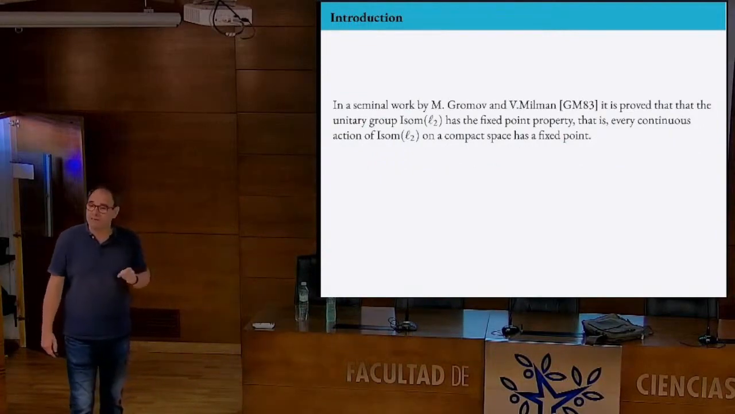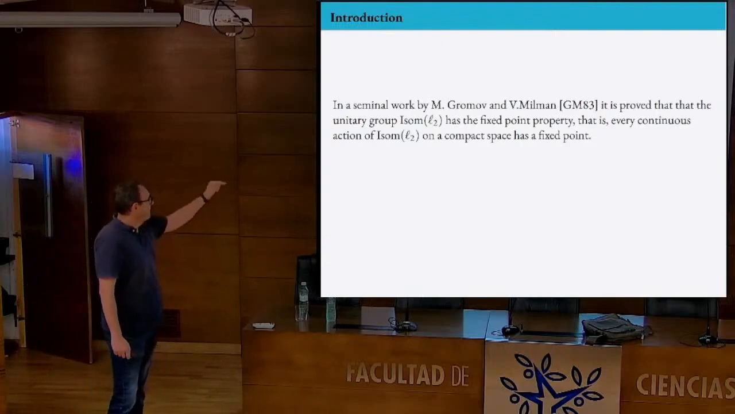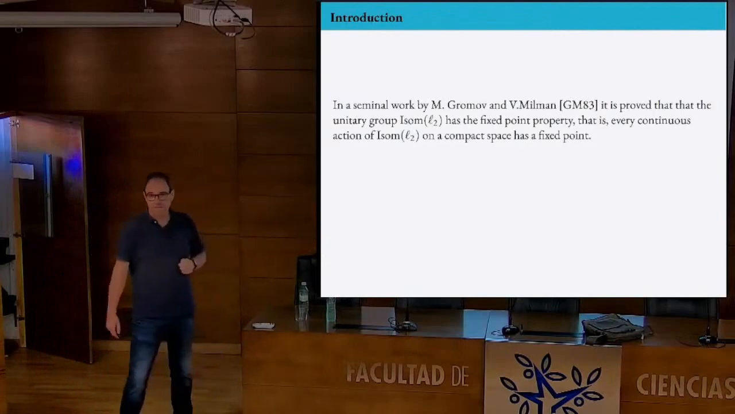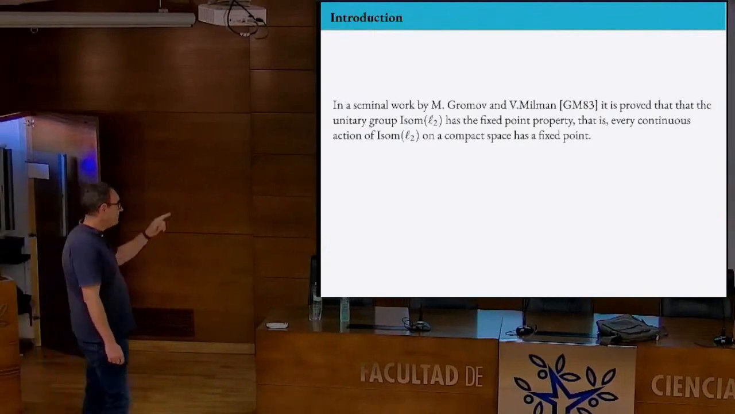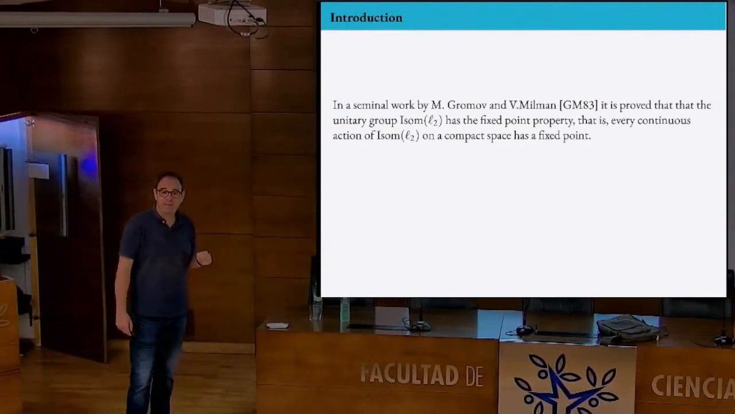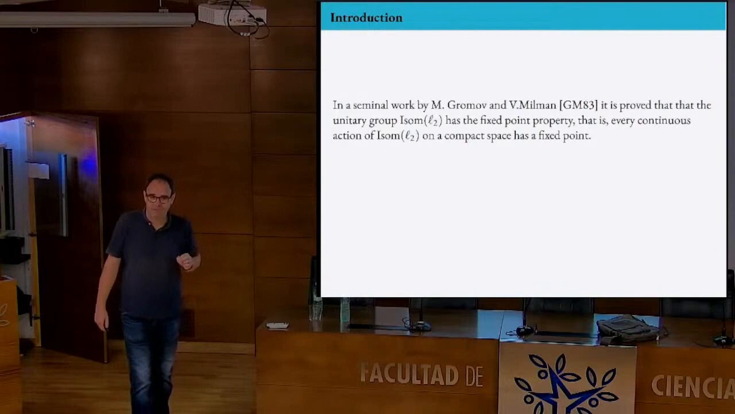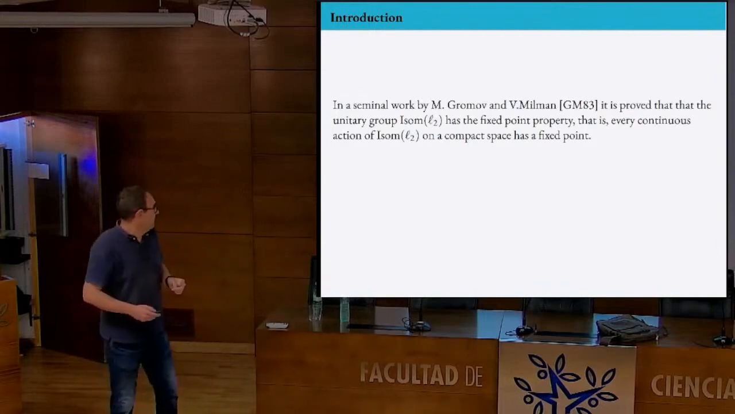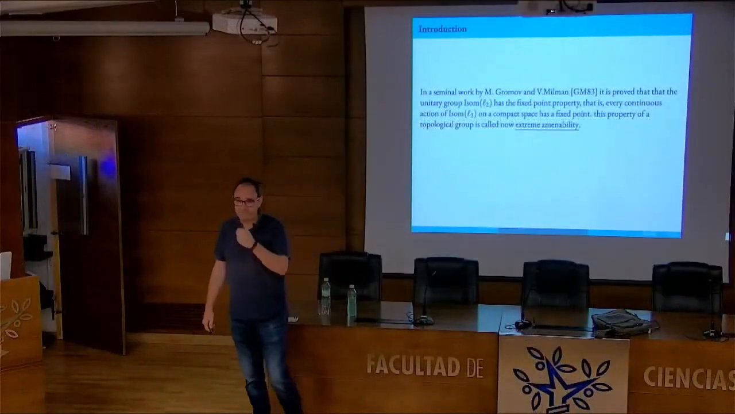you have the unitary group, so isometric group of L2, and Gromov and Milman proved in '83 using concentration of measure that this group, every time it acts continuously on a compact set, there is a point which is always fixed. So there is an orbit which is only one point, always. So this is called now extreme amenability.